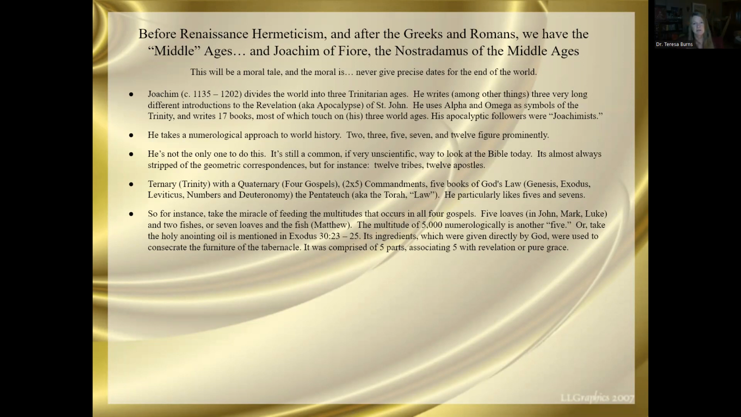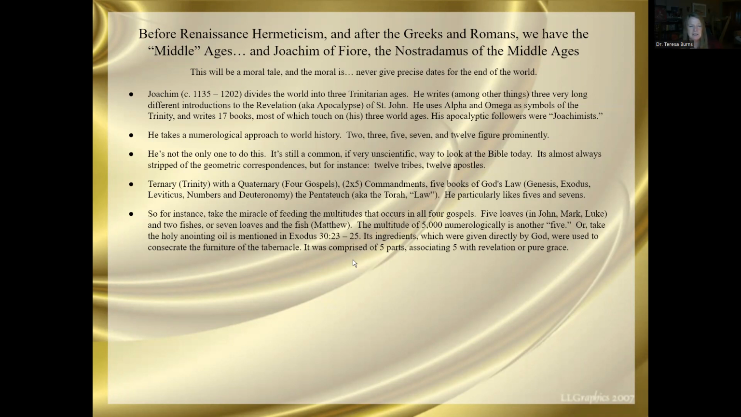So there's 5 loaves in John, Mark, and Luke, and there's 2 fishes. 5 and 2 is 7, yeah. But if you're in Matthew, there's just 7 loaves and the fish. It might make one think that what is important is the 5s and 7s rather than an exact count of, is it 2 fish or the fish. And then even the number that they feed, 5,000, you can numerologically take off the zeros and call it another 5.